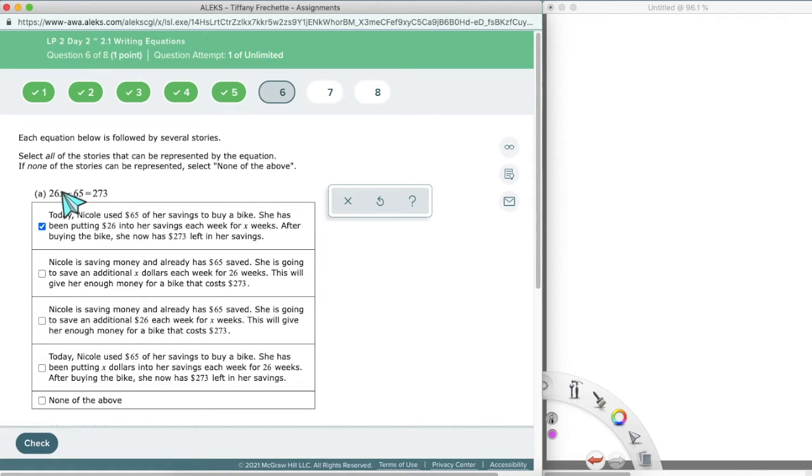But it's okay to flip-flop those meanings. It still means we're multiplying the two amounts. And now she has a total of $273 left. So that works as well. All right, let's look at the next one.